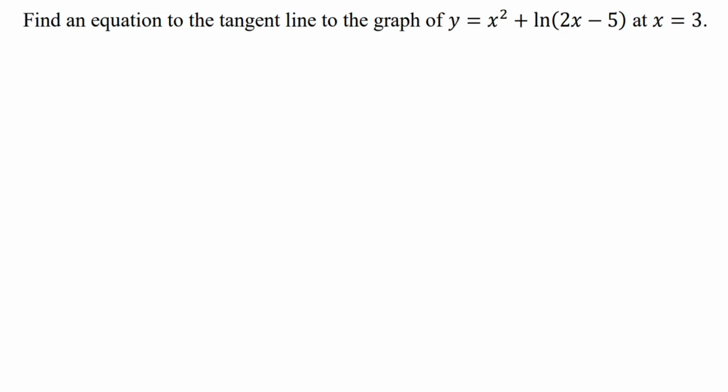All right, a few more to go here. This one we're just going to find the tangent line's equation at x equals 3. So in order to do that, we just need to take a derivative. Y prime is going to be 2x plus the derivative of natural log of 2x minus 5, which is 1 over 2x minus 5 times the derivative of 2x minus 5, which is just 2.